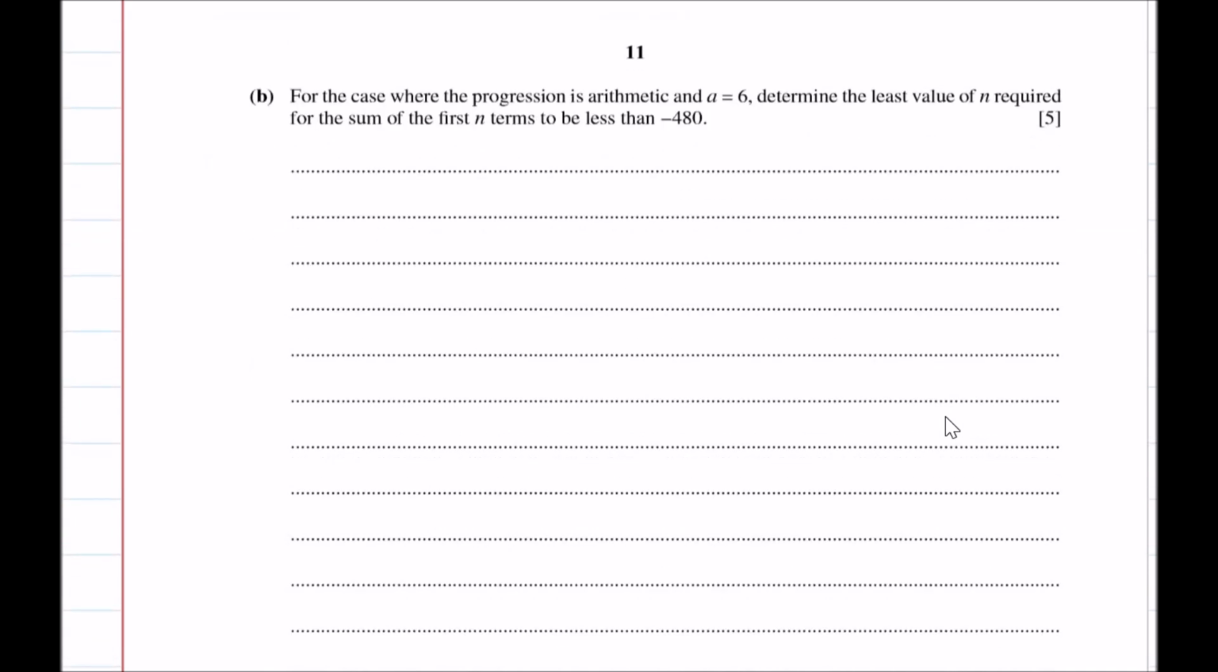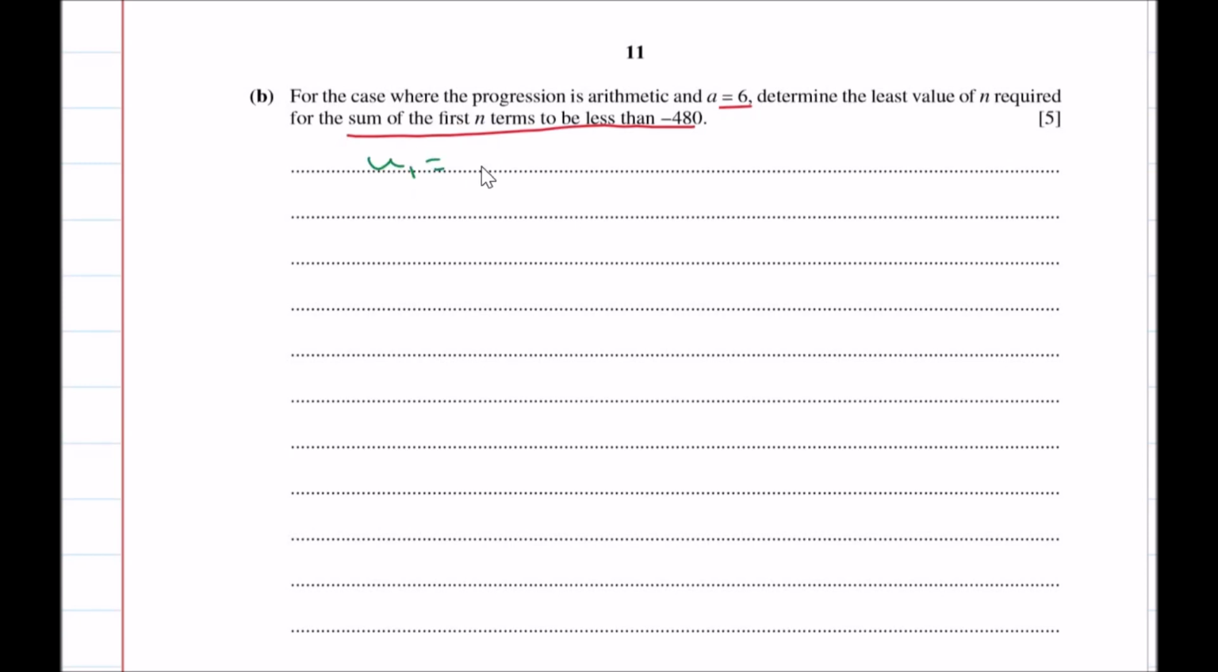Part B, for the case where the progression is arithmetic and A equal to 6. So here first term is given, and it says it is arithmetic. Determine the least value of n required for the sum of the first n terms to be less than minus 480. So what does it mean? We need to apply the sum to n terms formula. A is given, and we can find the d. Let us see how.